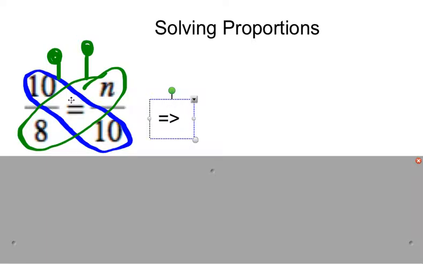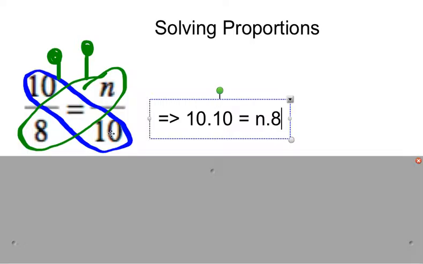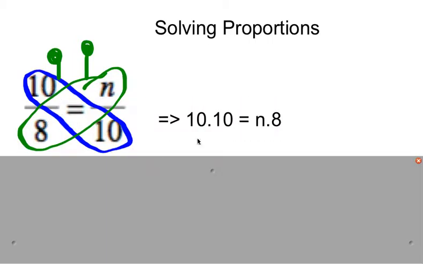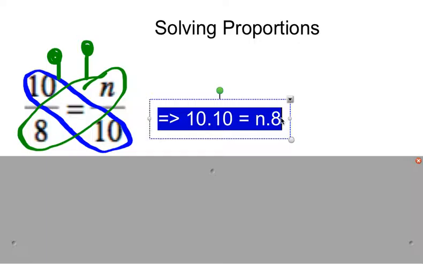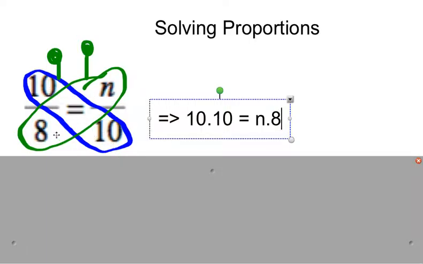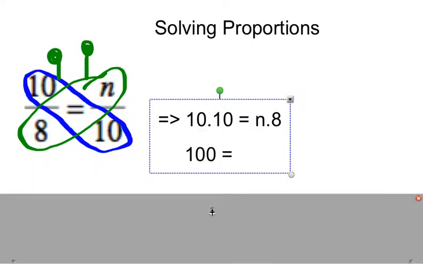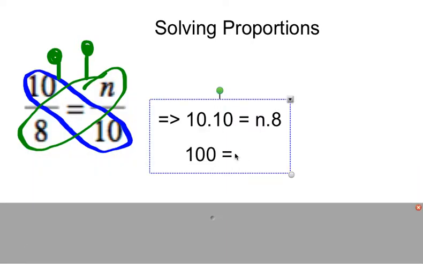Okay, let's see. It means 10 and 10 go together. So 10 times 10 would be equal to n times 8. So these two, 8 and 10, are one wing of the butterfly, and these two, 10 and n, are the other wing. They go together. Okay, now time to simplify. 10 times 10 is 100, which is equal to n times 8, which is simply 8n.